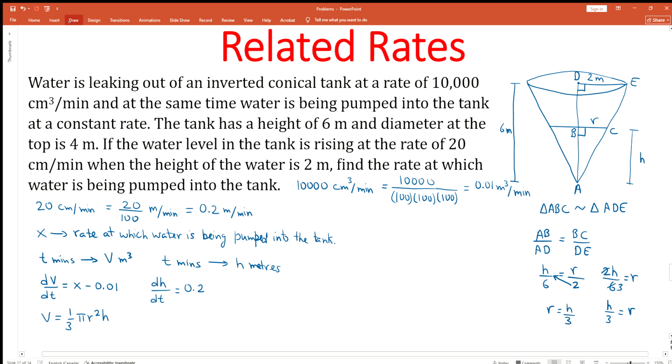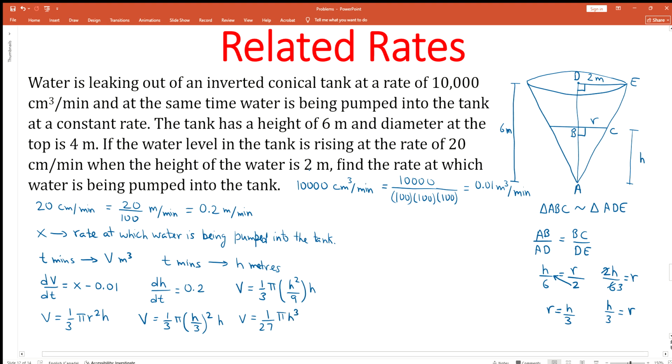We can do the substitution for r in the volume formula. I get 1 over 3 pi. We should replace r with h over 3. Square of h over 3 is h square over 9. I get V equals 1 over 27 pi h cube.